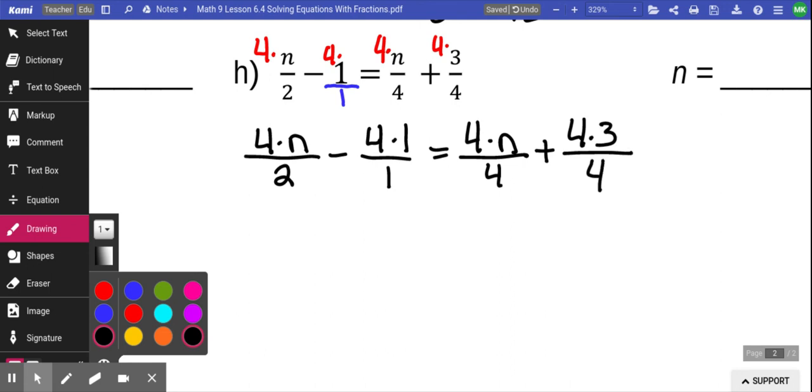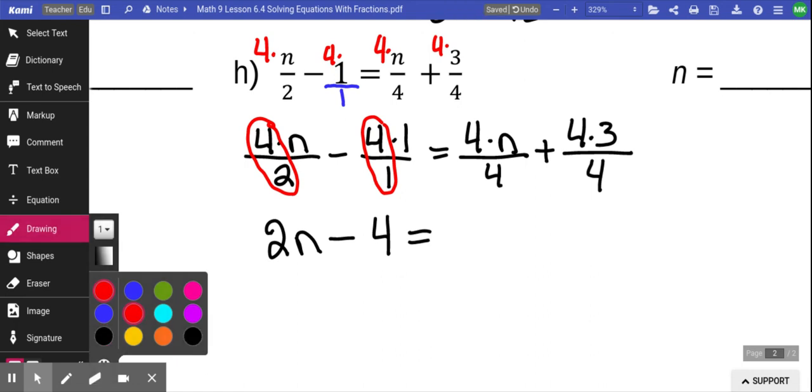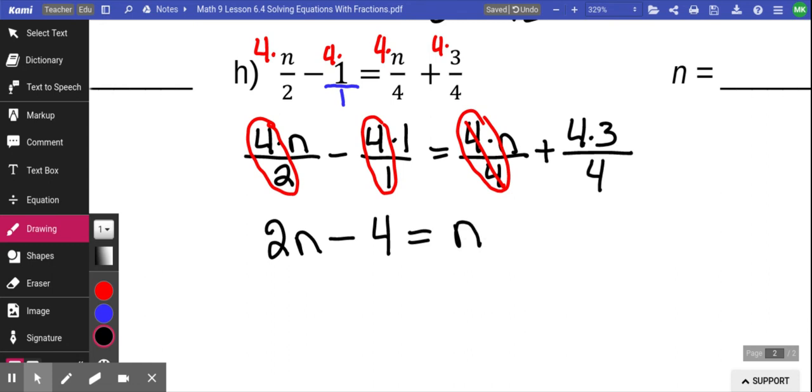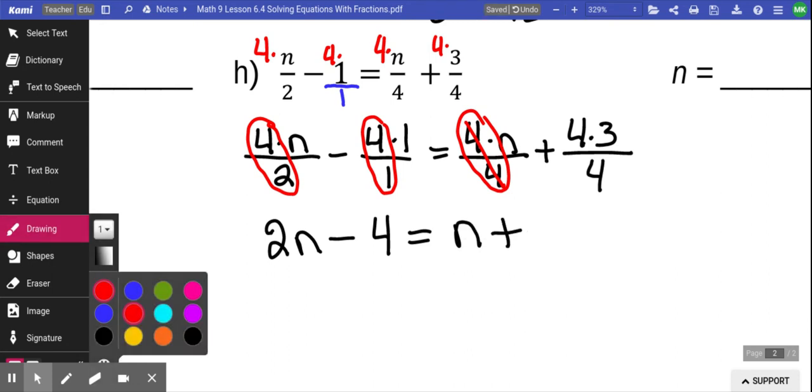And then I'm going to go fraction to fraction, and I'm going to cancel my denominators. In the first fraction, I'm going to look at 4 divided by 2 and realize it's just 2. And the n is still there. In the second fraction, I'm going to realize that 4 divided by 1 is still 4, and then 4 times 1 is just 4. On the right-hand side, 4 divided by 4 will cancel, leaving me with just the n. Plus, on the last fraction, 4 divided by 4 would cancel, leaving me just with the 3.